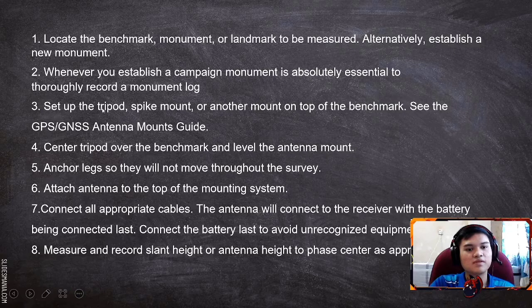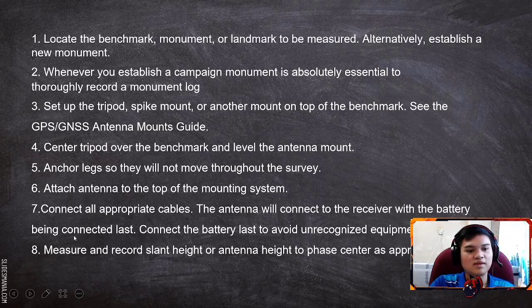Thirdly, set up the tripod, spike mount or another mark on top of the benchmark. Set the GNSS antenna mount guide. Fourthly, center the tripod over the benchmark and level the antenna mount. After that, secure the legs so they will not move throughout the survey. Attach the antenna to the top of the mounting system.